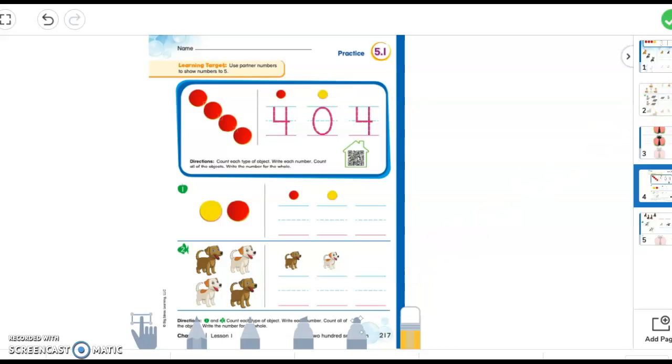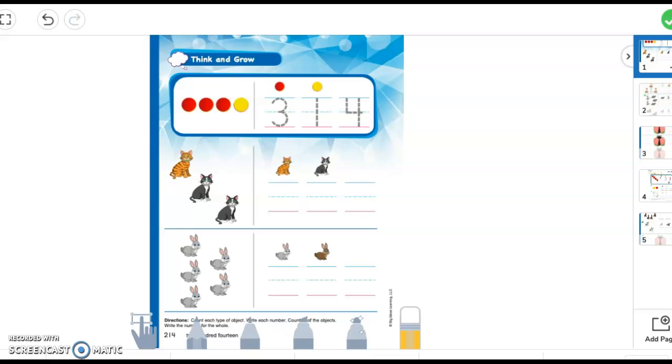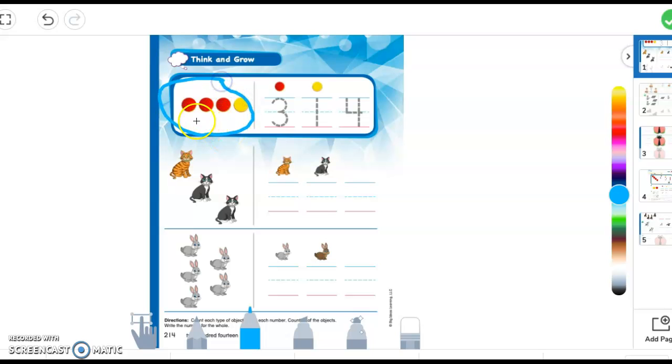Okay, so this is to introduce the math concept here. We are going to count each type of object and write the number in each set, and then count the number of objects and write the number for the whole. This right here is a set, and part of this set is red and part of this set is yellow. So let's look at that.